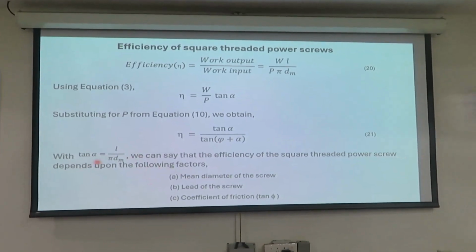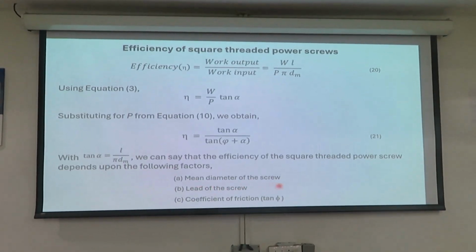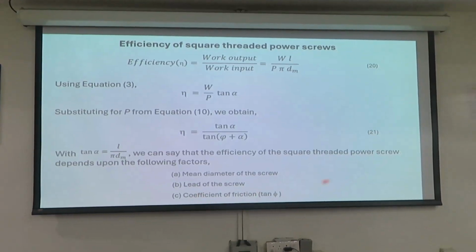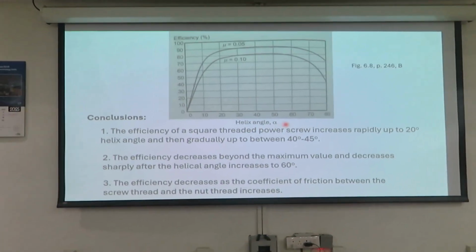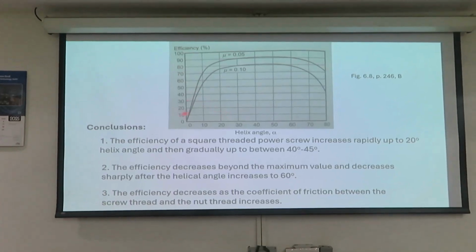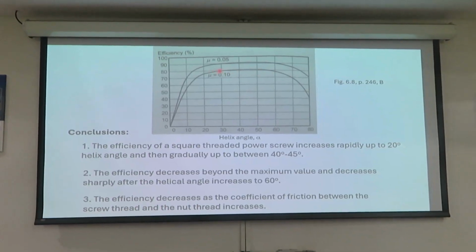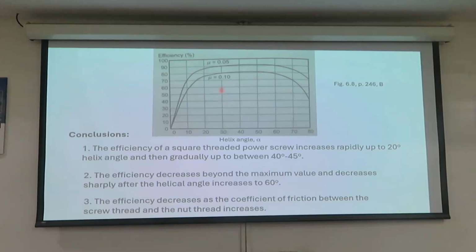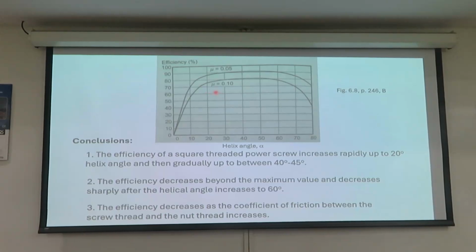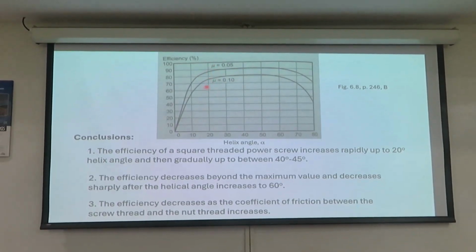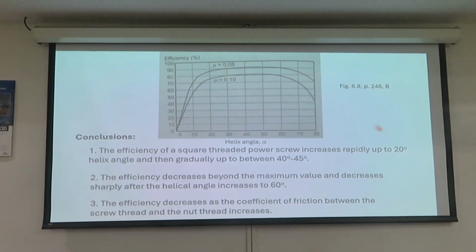And because tan alpha is equal to L over pi dm, we can say the efficiency depends on the mean diameter of the screw, the lead of the screw, and the coefficient of friction. There is a graph here for helix angle against efficiency, and you can see that beyond a certain helix angle there is no further improvement in the efficiency. This helix angle is around 30 or a little bit above 30. Also, the efficiency depends on the coefficient of friction. As you reduce the coefficient of friction, the efficiency goes up. So these are the conclusions from this.